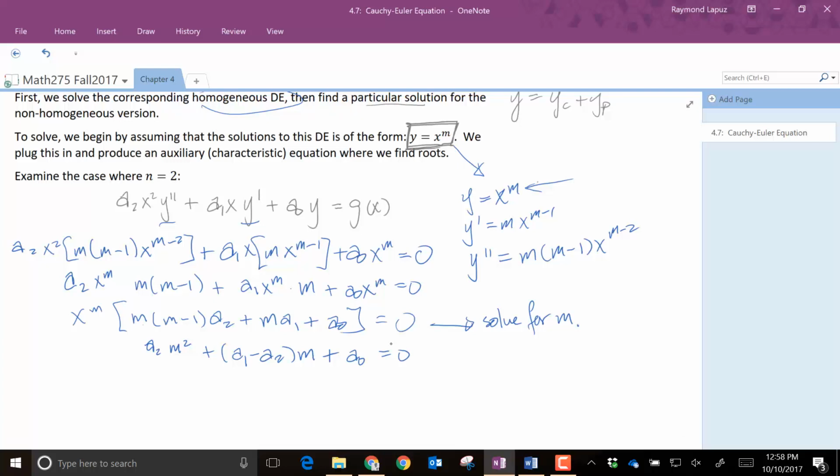So this is our equation where we're solving for m, and m is a second order polynomial, so we can use a quadratic formula or whatever.